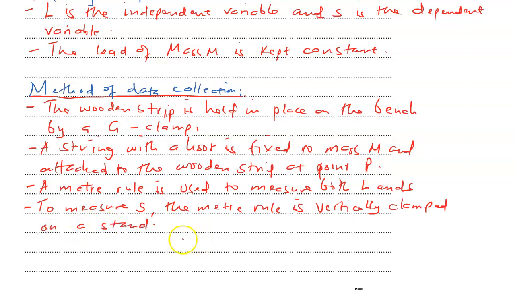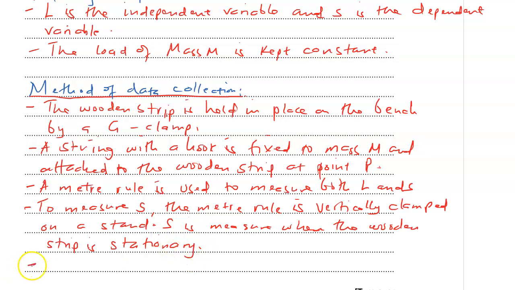And you should measure S when the meter rule has stopped oscillating, right? S is measured when the wooden strip is stationary, not oscillating up and down. Stationary. Very good.